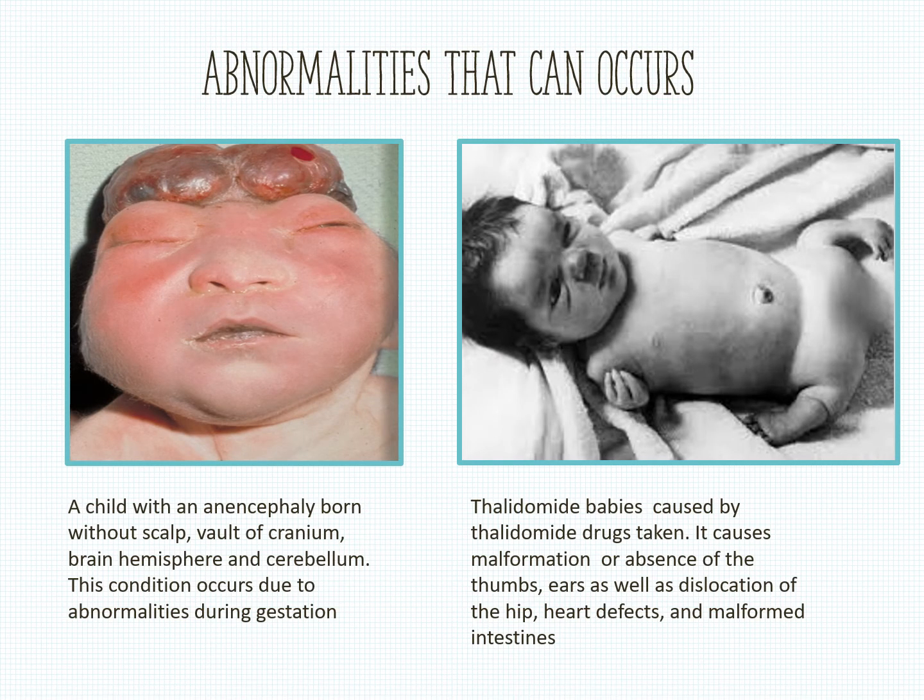Abnormalities that can occur. The first one is a child with anencephaly, born without the scalp, part of the cranium, brain hemispheres, and cerebellum. This condition occurs due to abnormalities during gestation. The life expectancy for those who survive is only a few hours or days.